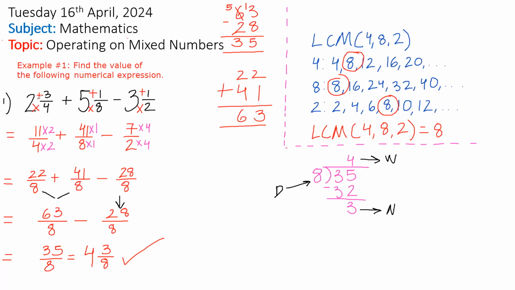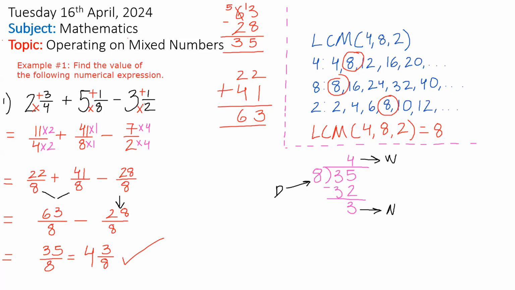So we do 4 times 2 plus 3, and 4 times 2 is 8, and plus 3 equals 11. So we bring it down to 11 over 4 plus 5, 1 over 8, and we have to change it into improper fraction, which is 8 times 5, which is 40, plus 1 is 41. So you bring it down and it equals 41 over 8. Then we subtract 3, 1 over 2. And when we change it into improper fraction, it's 2 times 3 plus 1. And 2 times 3 equals 6 plus 1 equals 7. So you bring it down and it's 7 over 2.